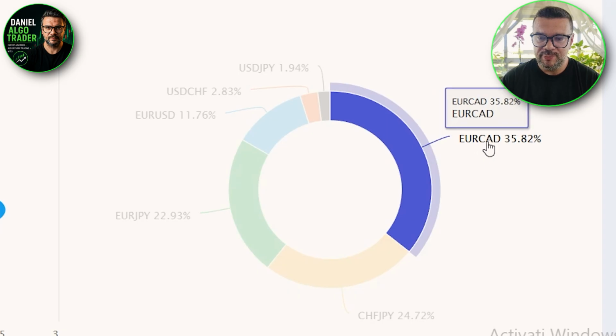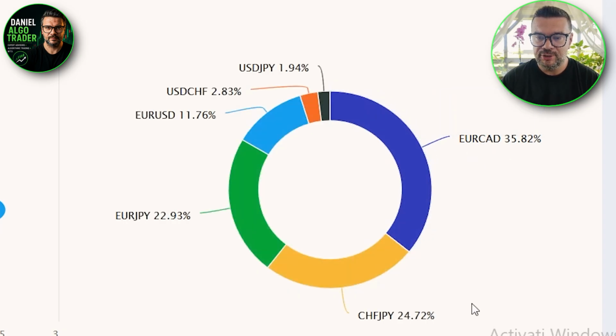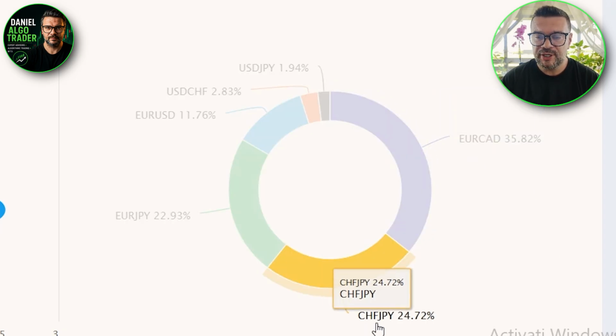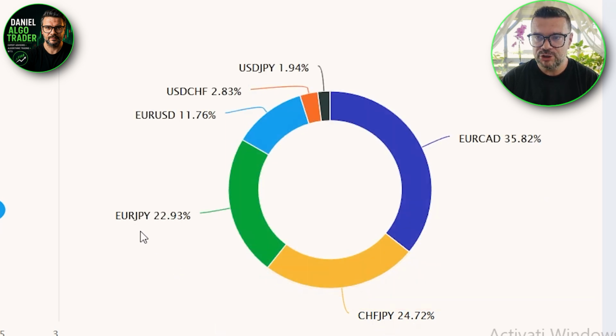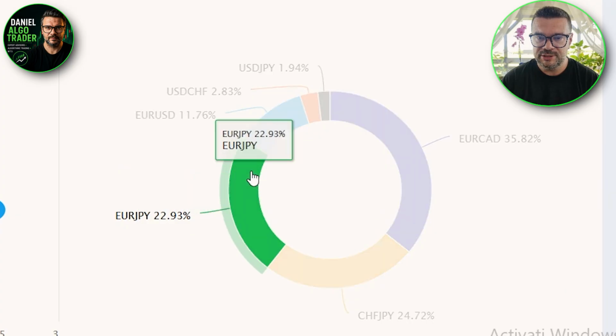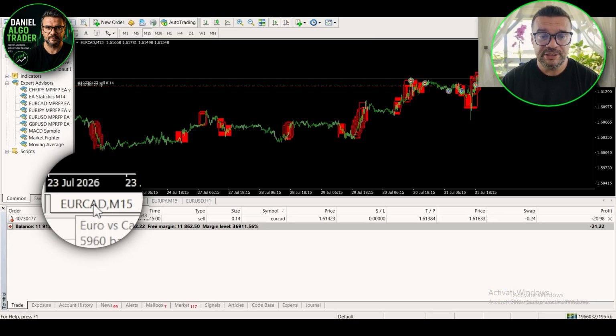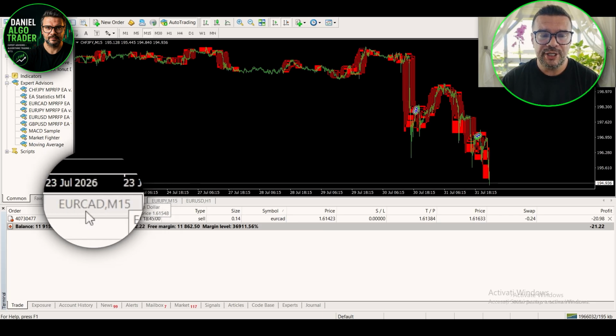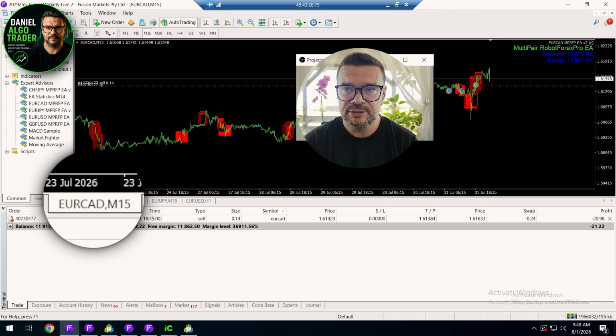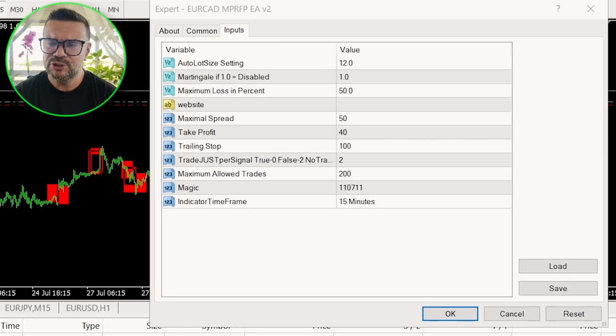The most traded pairs are the Euro, Canadian dollar with 35%, Swiss franc, Japanese yen with close to 25%, and Euro, Japanese yen with 22%, with the other pairs being much less because I stopped trading. And here you can see on the MT4 platform, the three pairs. It goes on the M15 chart, and you can see the settings that I'm using, which are identical to the settings that are given by the developer.